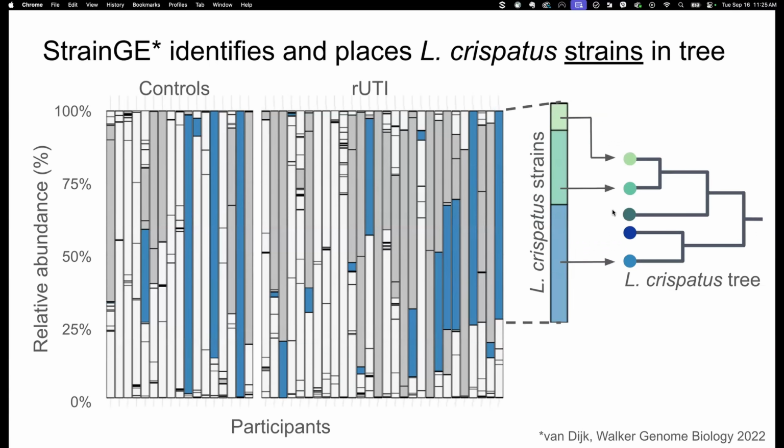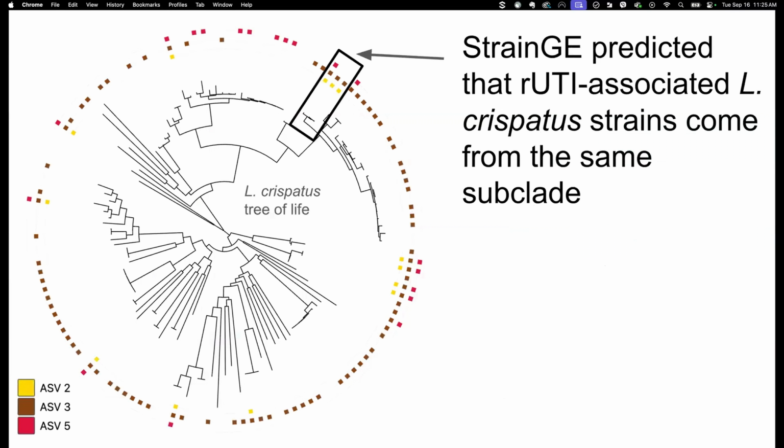in other samples. So, long story short, what the StrainPhlAn predicted strains told us was that these rUTI-associated L. crispatus strains are actually coming from this single subclade within the tree. And so we're really excited about that.